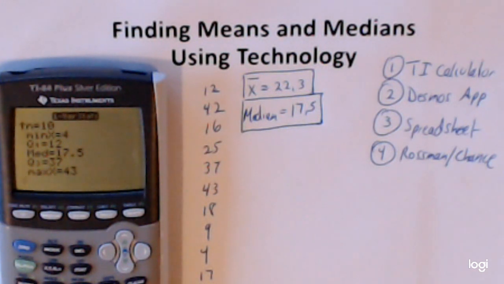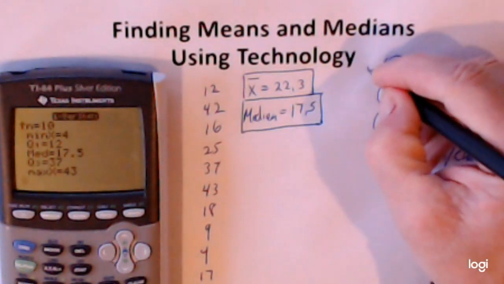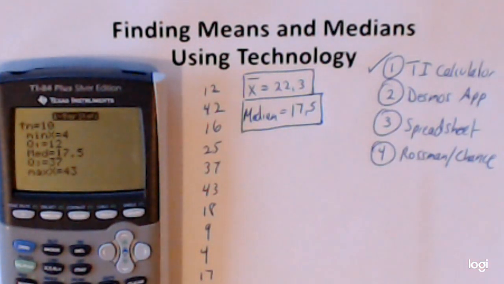Okay. You can see some other values there too. There's a Q1 and a Q3. Those are things called the quartiles, and we'll work on those in topic 9. Okay, that's how we find means and medians using our TI calculator. Okay, if you don't have access to the TI calculator, the Desmos app is a really nice resource.